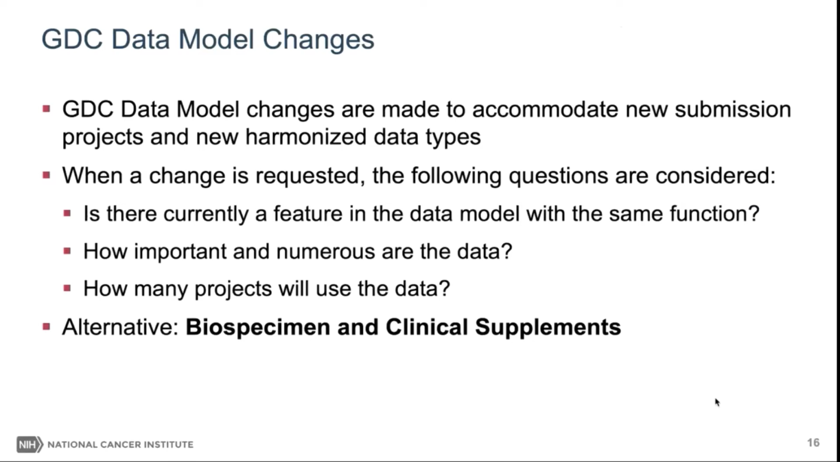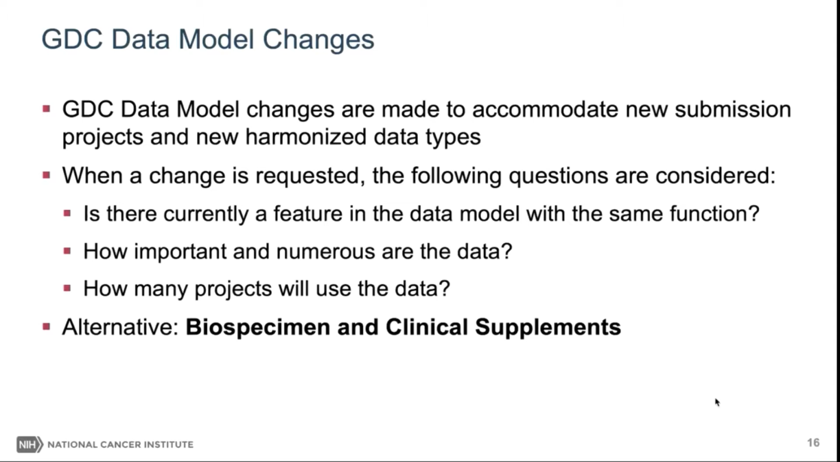The other two questions kind of go together: how important and numerous are the data, and how many projects will use the data. So if a project had very important test results, but it only pertained to two different patients, the GDC probably wouldn't make a data model change for that instance. And if no other projects used that type of test, that would make the case further for not making the data model change.